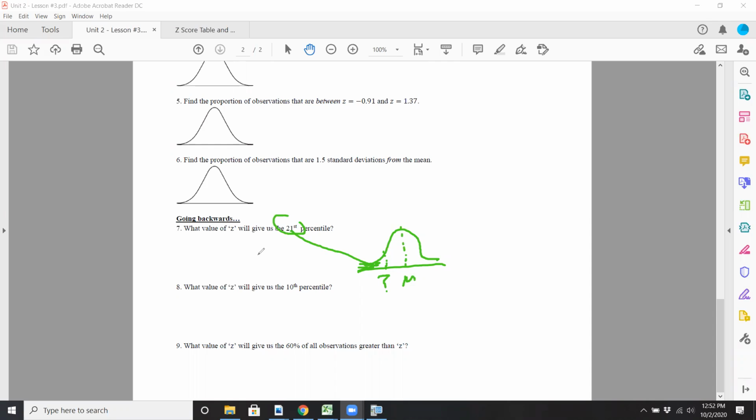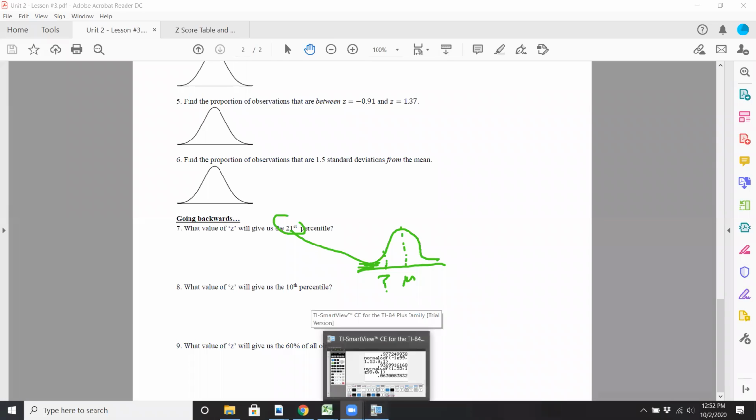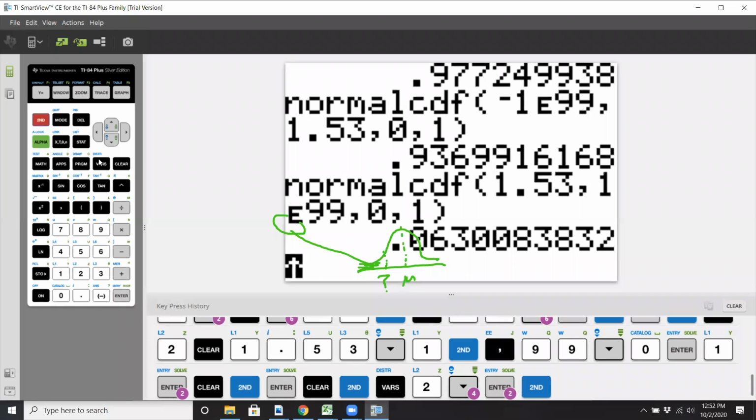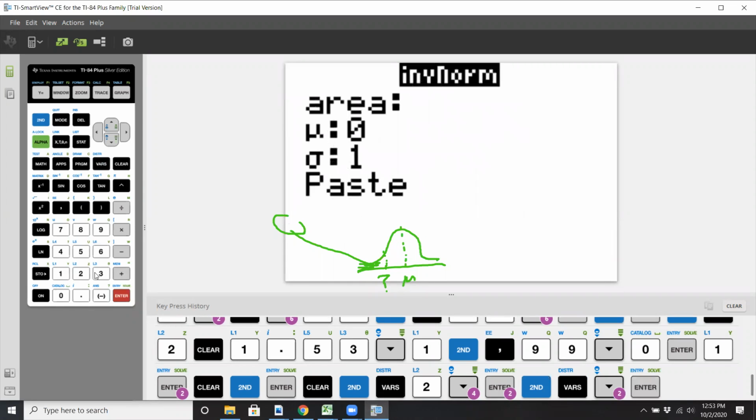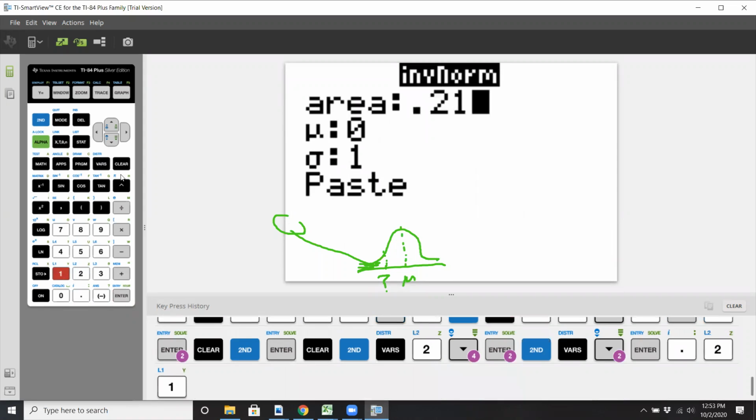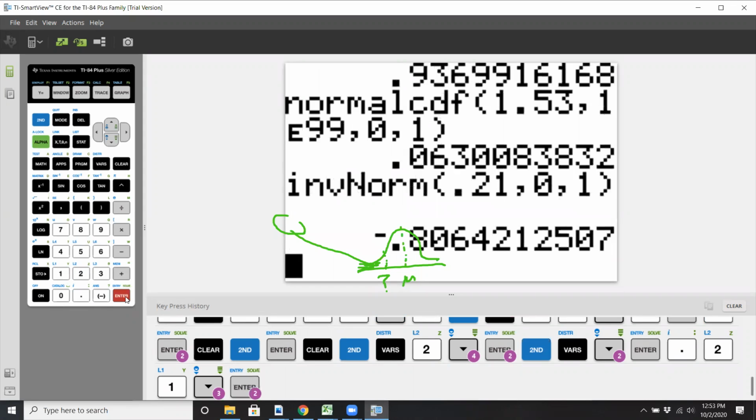Now, there's a way you can actually go about this in a reverse manner. Here's what you do. You go back to your calculator, hit second, vars. Now you're going to pick inverse norm, option 3. I know the area is going to be 0.21, so you always put in the area to the left. Leave those alone because we don't know what the mean or standard deviation are, so we assume standard conditions here. And you're going to have negative 0.806. So z-score negative 0.806 will get us that percentile, 0.21.